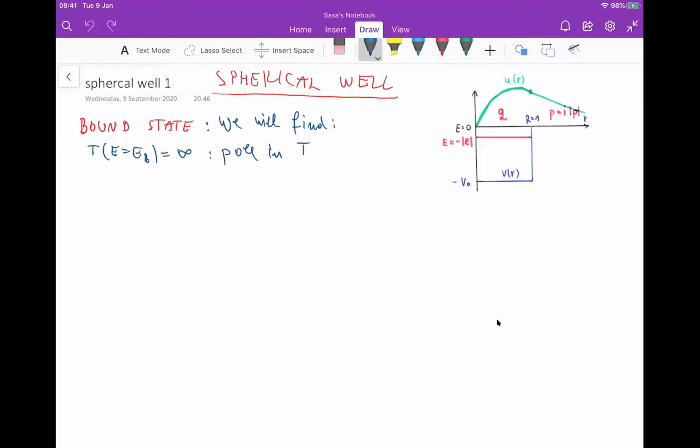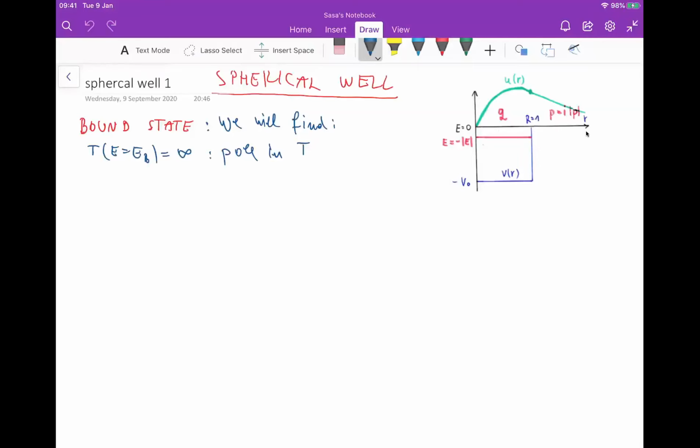This will be a simple example, the one you can work out in 10 minutes by yourself as well. That's why I'm taking it. So let's consider the case where we have, in three dimensions, an attractive potential for small distances and no potential for large distances. And first, let's consider if you have a bound state.